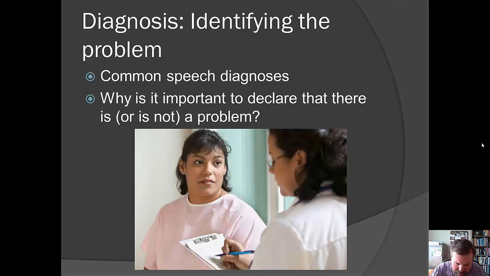So I want to talk about that just for a minute. Why is it important to declare that there is or is not a problem? Well, one is more practical, and probably the first one that comes to your mind. If you want services, oftentimes we have to document that there's a disorder.